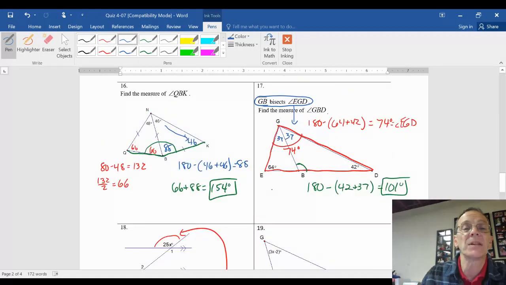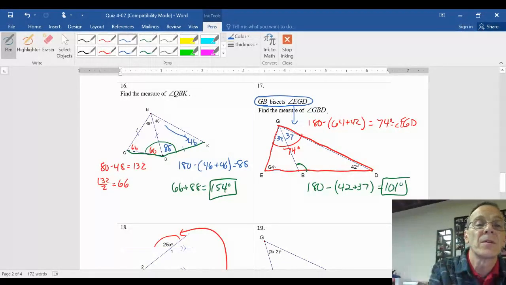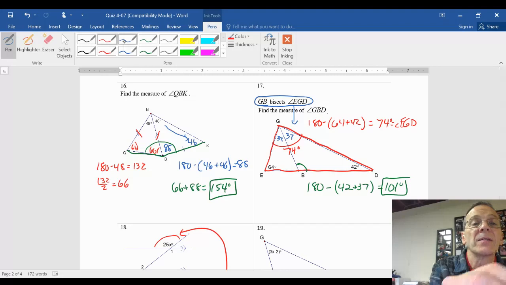Number 16. I would start with this isosceles triangle right here. Subtract the 48 from 180 to get 132. Split that in half to get these two 66-degree angles. And then over here on the blue side, once again, these two segments are marked congruent.